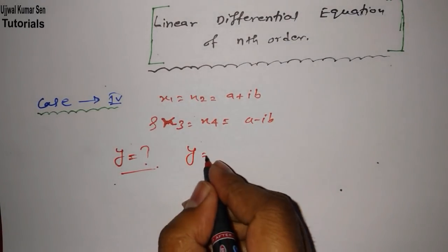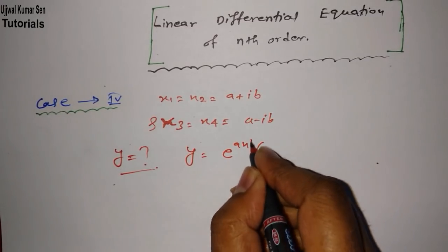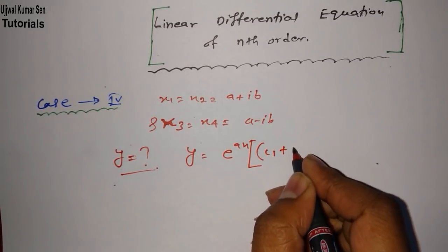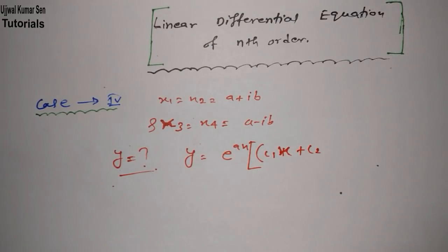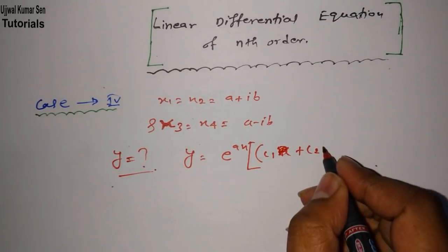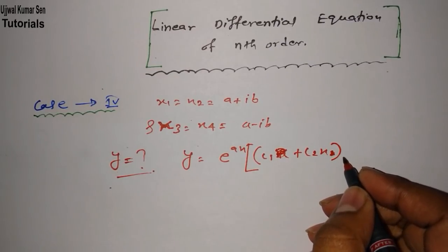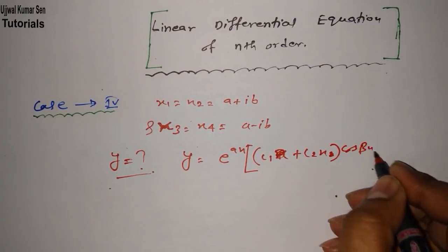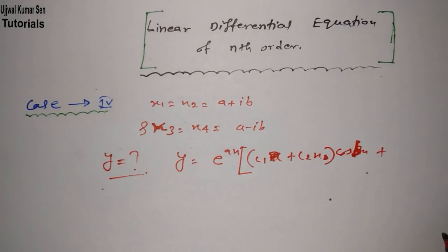In that case we can write y is equal to e to the power ax, c1 plus c2x, or in many books you will find c1x plus c2. You can write according to that also. In many books you find c1 plus c2x also, right? So c1 plus c2x cos bx, where I am taking a and b.